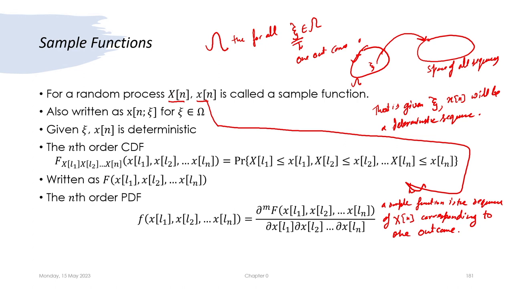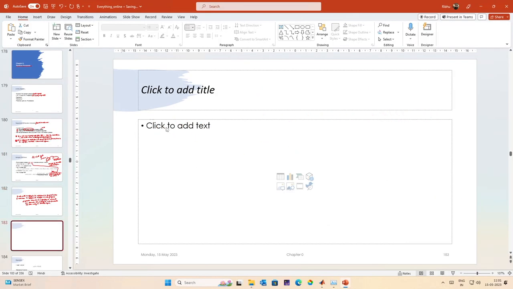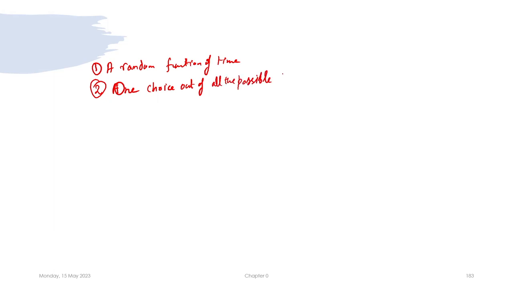Fine. So now there are two interpretations, or finally, let me again write this. We can view a random process in two ways. One, a random function of time, and two, one choice out of all the possible functions of time that could have happened.